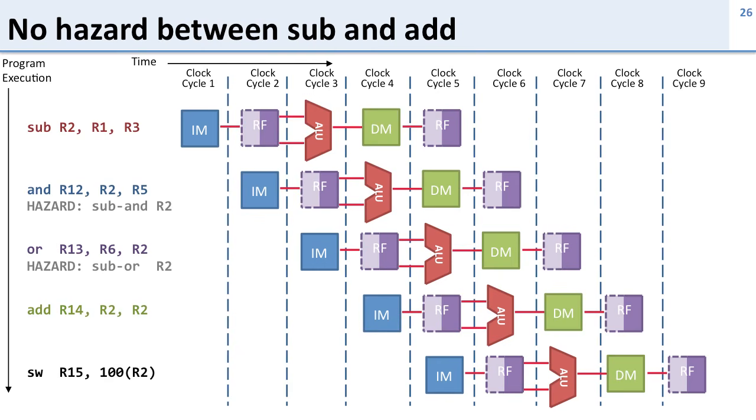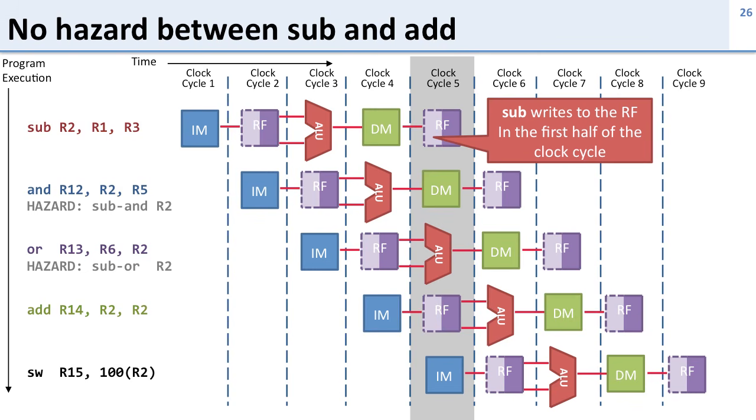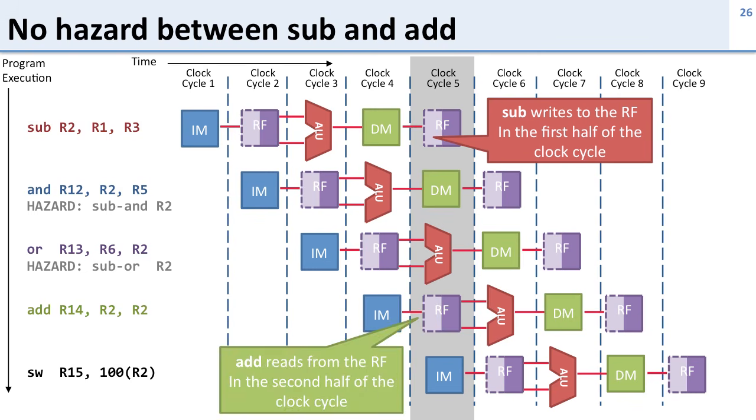So we can see that here. We saw already that for these 2 instructions we have a hazard, but for the add instruction, what we see in cycle 5 is that the subtract instruction writes into the register file in the first half of the cycle, and the add instruction reads from the register file in the second half of the clock cycle, so our double pumped register file takes care of this. So for the add instruction, there's no hazard.